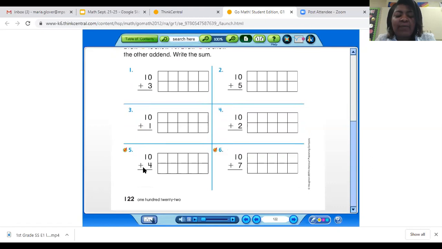All right, 10 plus 4. So 10 spaces in my window, and then 1, 2, 3, 4. Very good. Number 6.